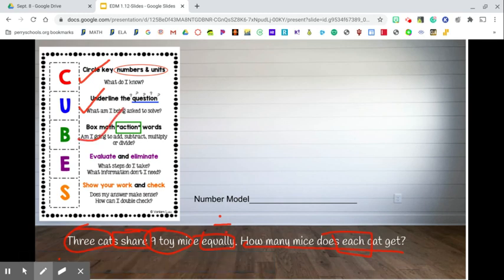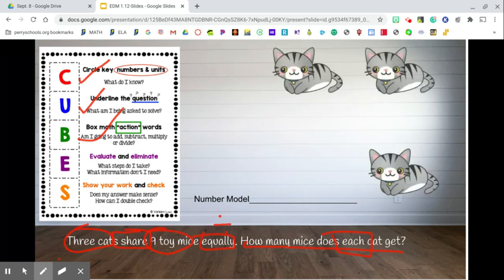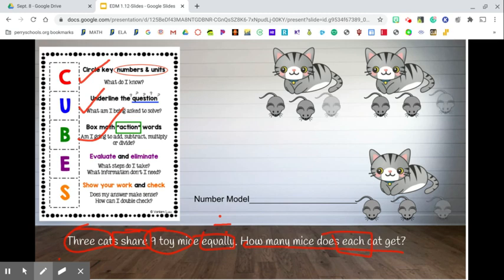Evaluate, I'm thinking about it. I could draw my 3 cats. That would help me out. I could draw my 9 toy mice, but I want the cats to have these mice, so I'm just going to draw my 3 cats. And then I'm going to split my 9 mice equally, so one at a time, because I want them to have the same amount. 1, 2, 3, 4, 5, 6, 7, 8, 9. And I can see that each cat has 3 mice. So my answer is 3 mice.